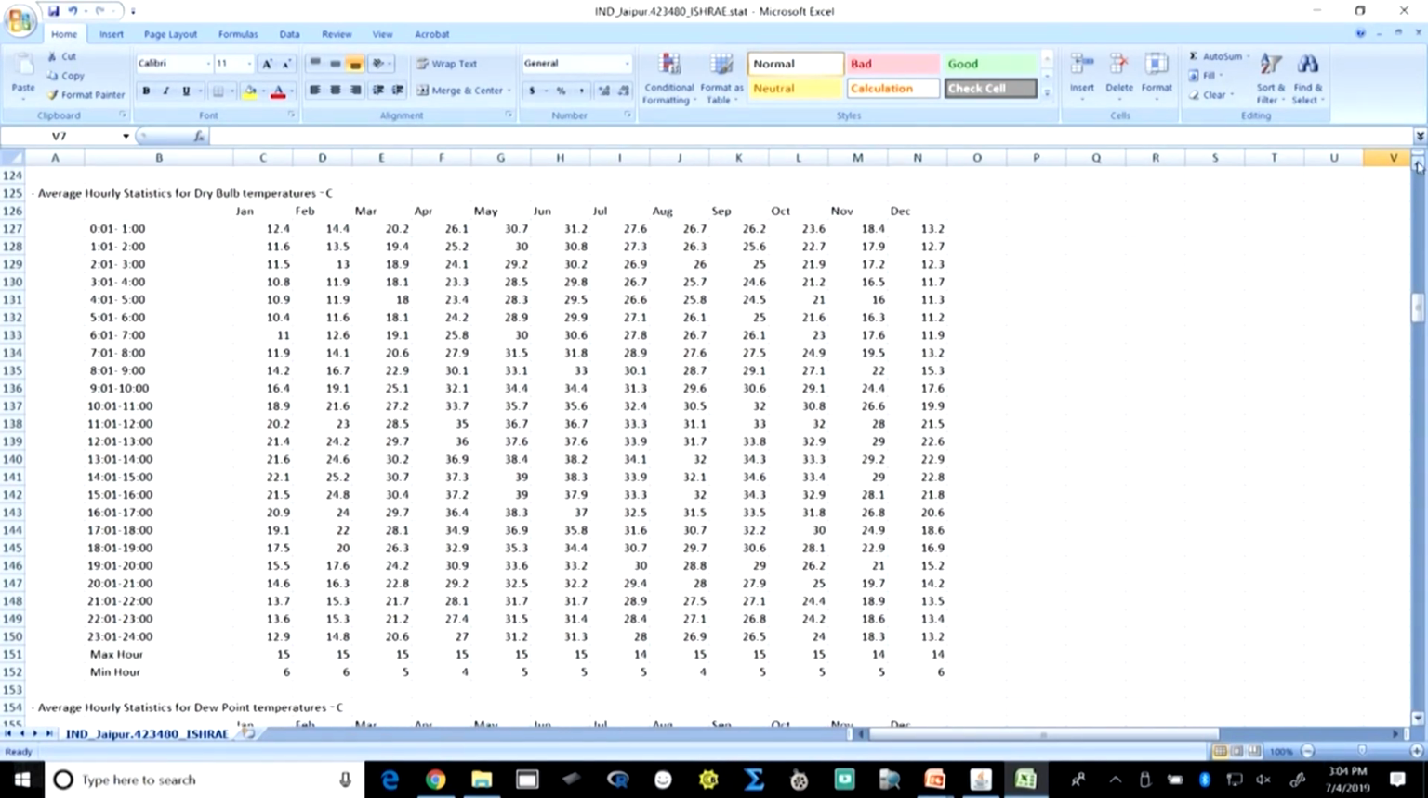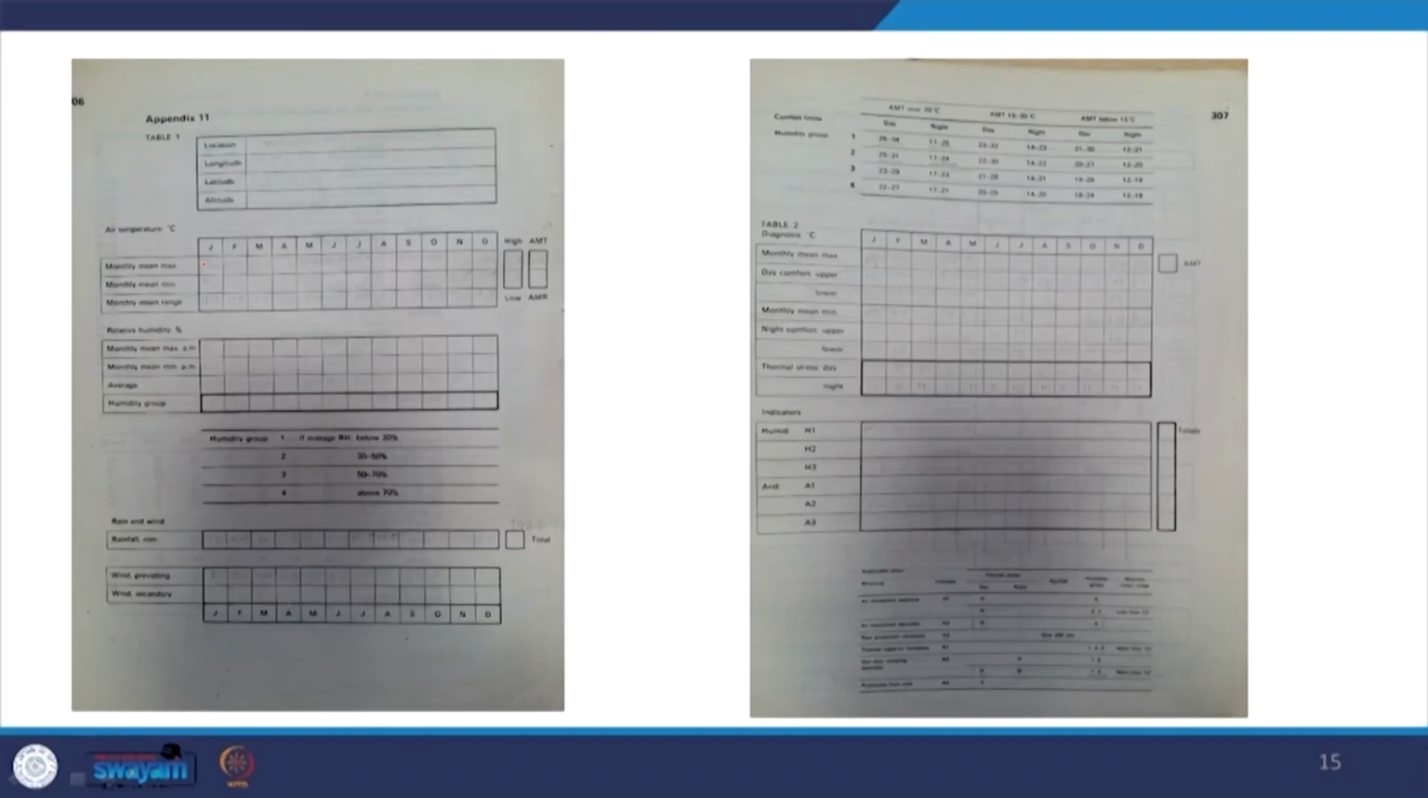If we look at the climatic data of Jaipur, where the average hourly dry bulb temperature for each month is given, we can find out the maximum temperatures, which for January is 22.1 and the minimum is say 11 here. We can enter these values. So, the monthly mean maximum was 22.1 and 11 here. For each month like that, we fill up the monthly mean maximum and monthly mean minimum. We would know the monthly range, which is the difference of these two. So, we would have 11.1 here, which is the monthly mean range.